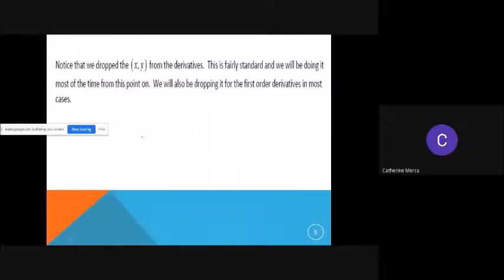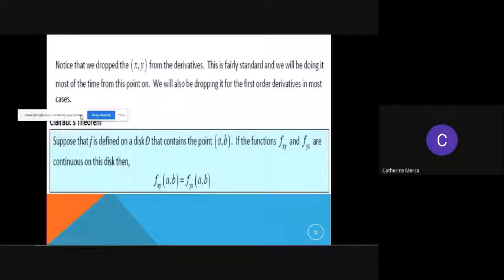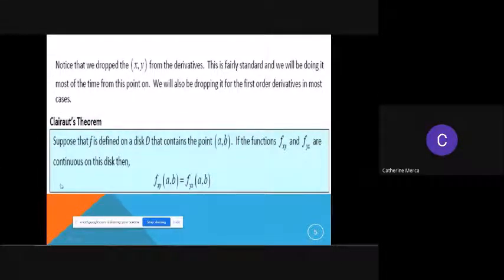derivative should be very clear. What if we use Clairaut's theorem? Clairaut. Suppose that f is defined in a disk D that contains the point (a, b). If the functions f_xy and f_yx are continuous on this disk, then they are equal. The partial derivative of f_xy is equal to the partial derivative of the function f_yx. So you can take the partial derivative with respect to x first or y first, as long as they are continuous on this disk. That is what it means.